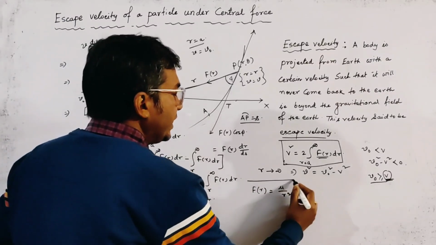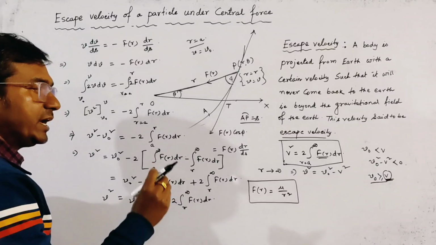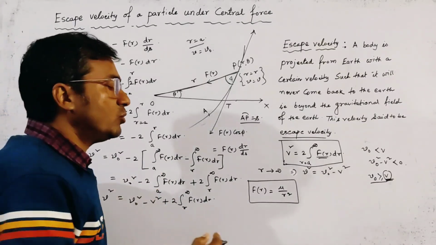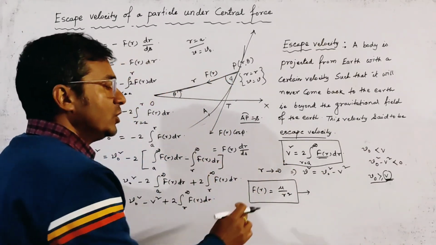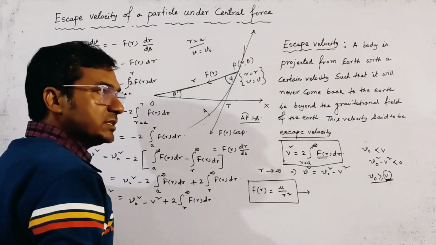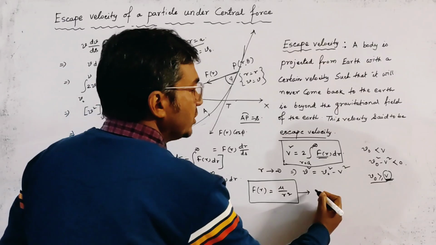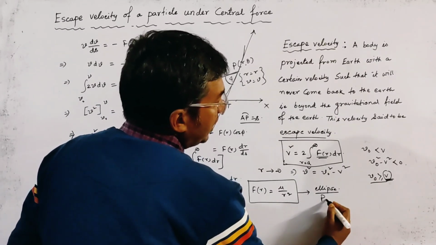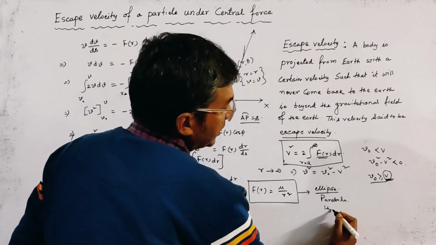And we know that if the central force is inverse square law, then the central orbit is a conic section. We already discussed in the class of central orbit that if the force is like this, then the central orbit is a conic, and the conic may be an ellipse, may be a parabola, and may be a hyperbola.